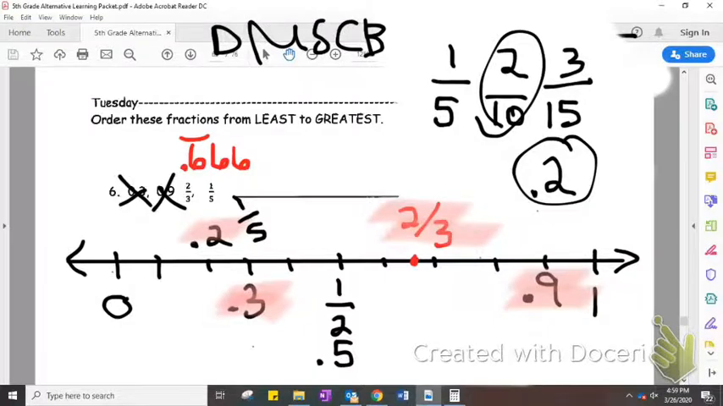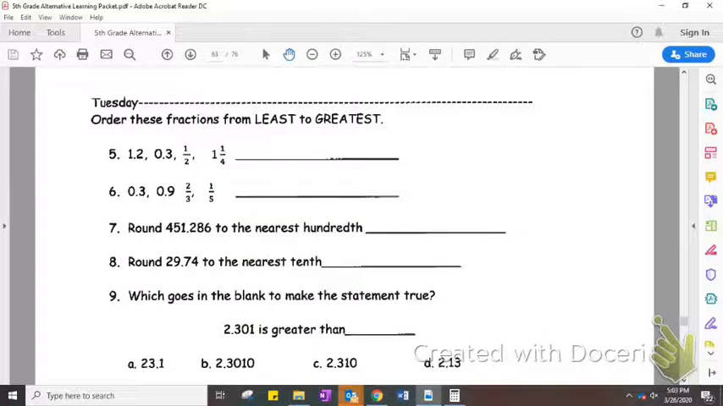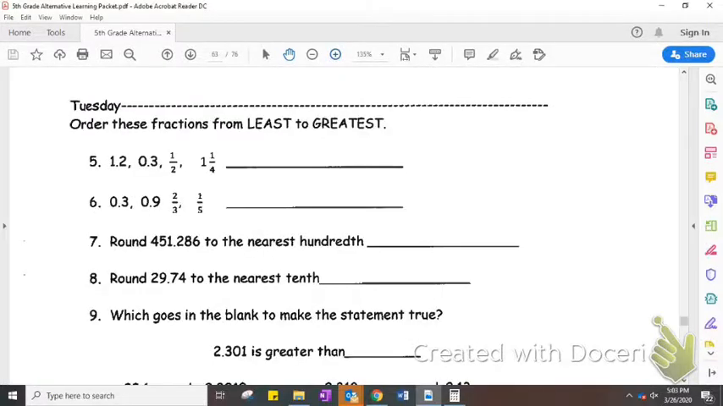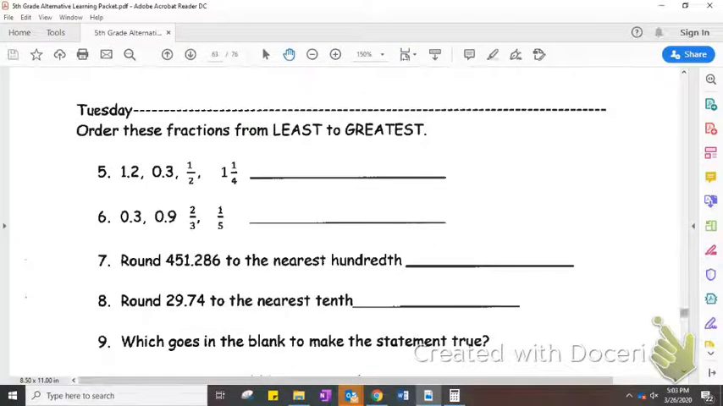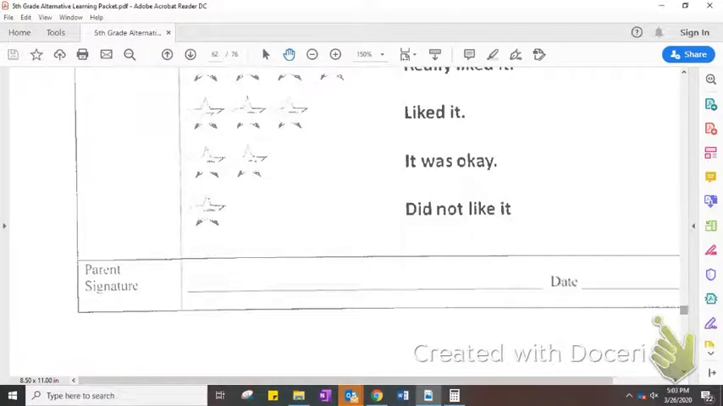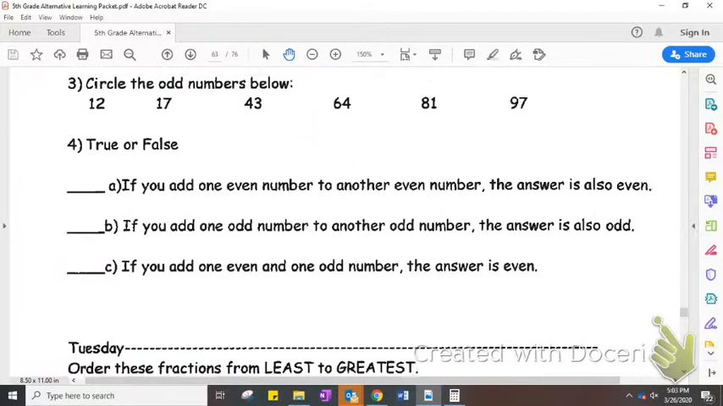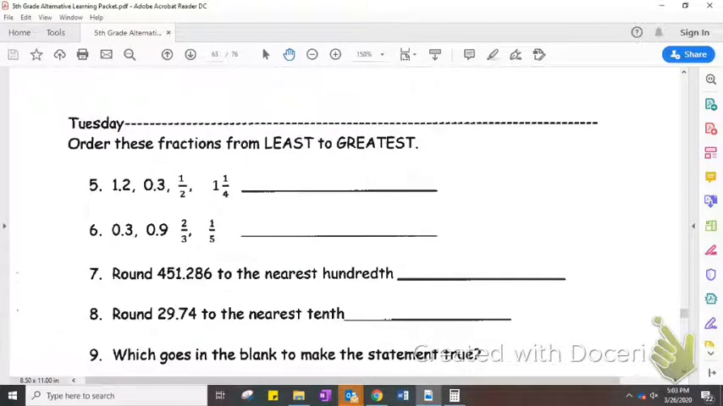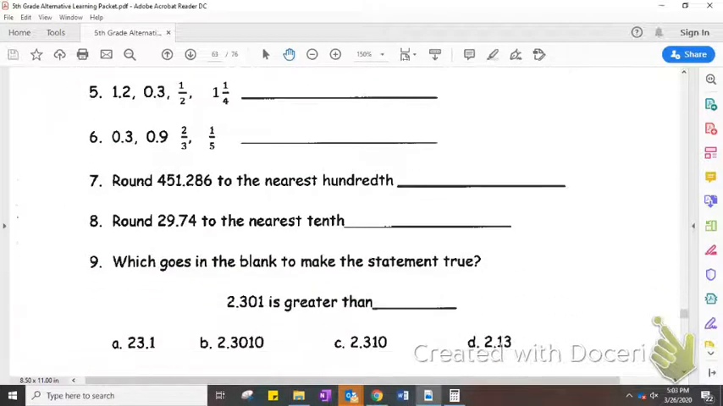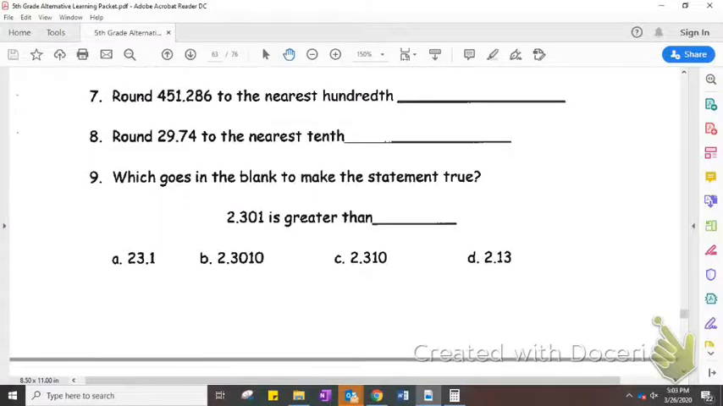All right. Okay, rounding. In order to round, I'm going to zoom in. Oh, went the wrong direction. Okay, there we go. It says round 451 and 286 thousandths to the nearest hundredth.